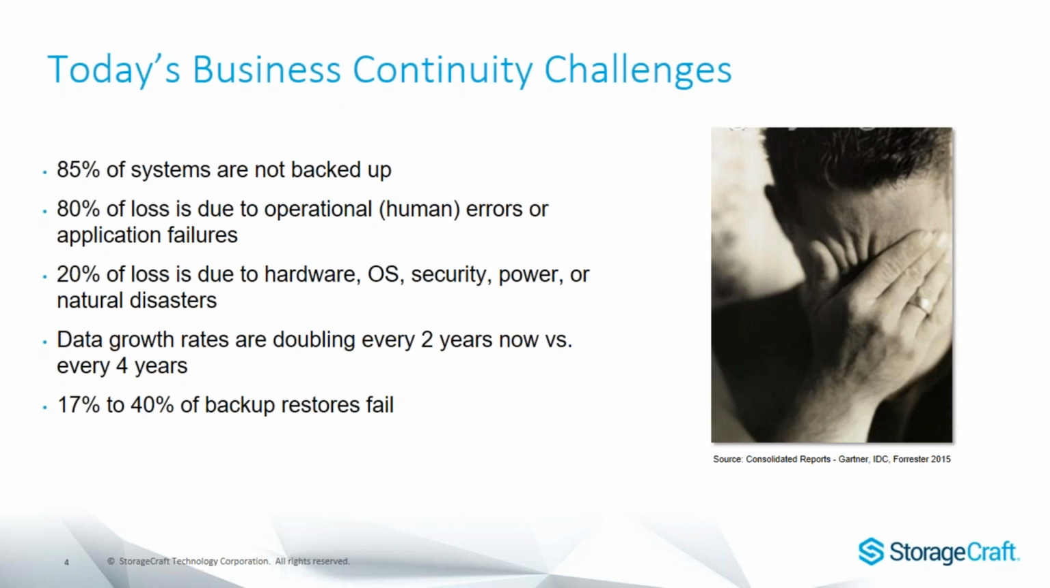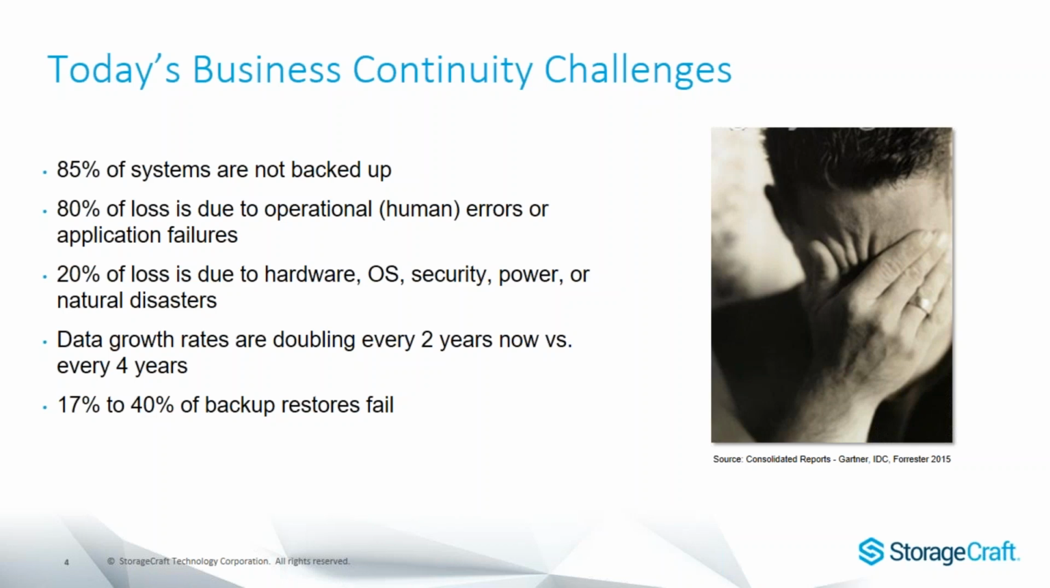When we think of disasters, people always think of natural disasters, tsunamis, earthquakes, fires, but in reality, 80% of loss is due to human operational error. Someone clicking on the link to the bank that they received, even though they're not part of that bank, they click it, they get ransomware. Those are the human errors that we are seeing more and more prevalent in today's society. Only 20% is actually due to hardware loss, OS security, power, or natural disasters. So the majority is actually coming from the human factor.